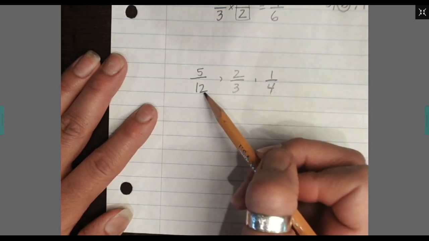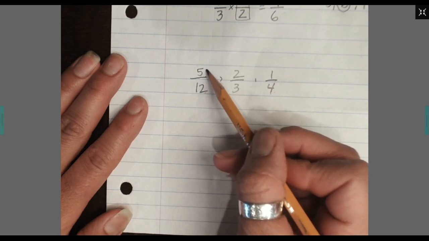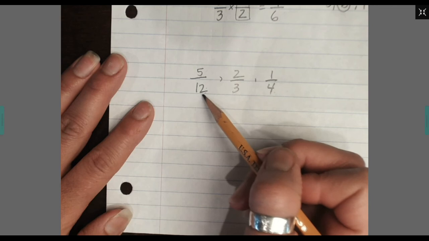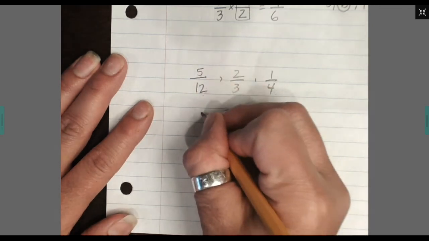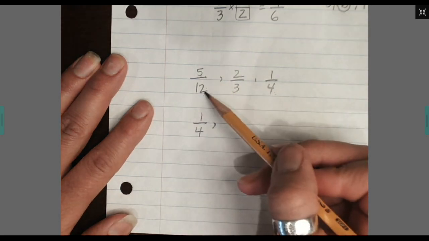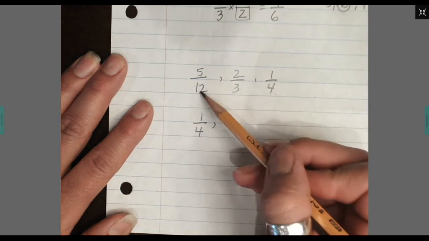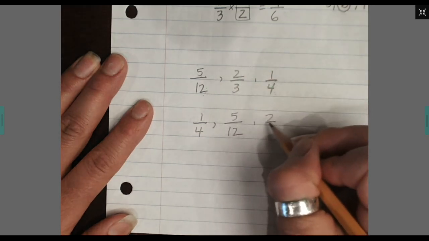If we have 12 and we divided that by 2, we would get 6. So I would have to have 6/12 to be half. So that's also less than half. So my smallest would be 1/4. And this was less than 1/2, and that's greater than 1/2. So 5/12 comes next, and 2/3 comes after that.